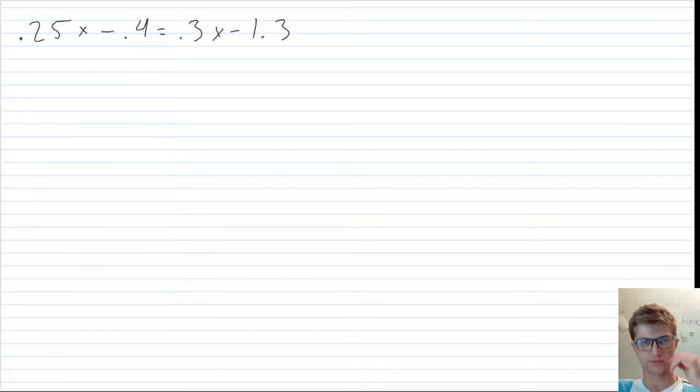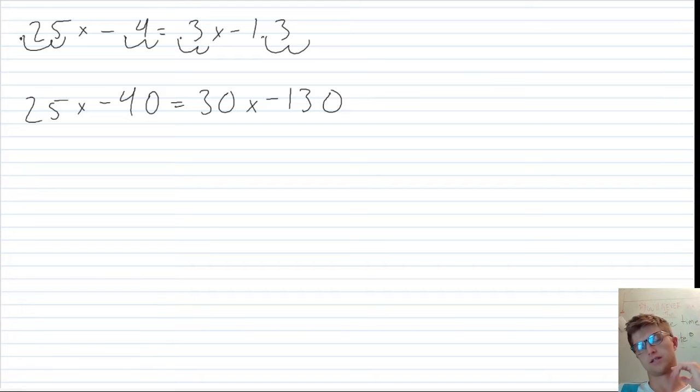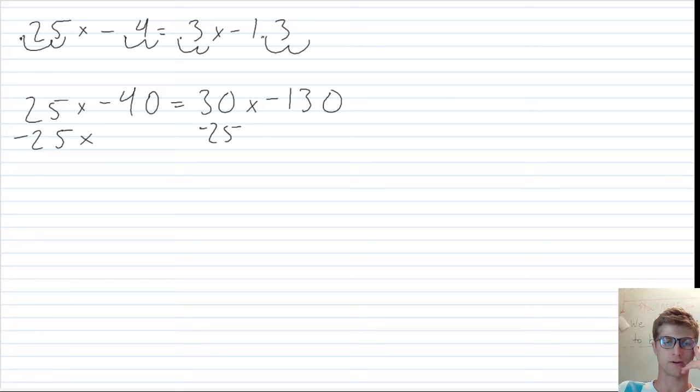What's the most decimals we have? 2. Move everything over twice. 25x minus 40 equals 30x minus 130. Okay, can we simplify on each side? No, but we want to get our variables to the same side, so let's move our 25 over. Since it's positive, we'll subtract by 25x. What we do to one side, we'll do to the other.